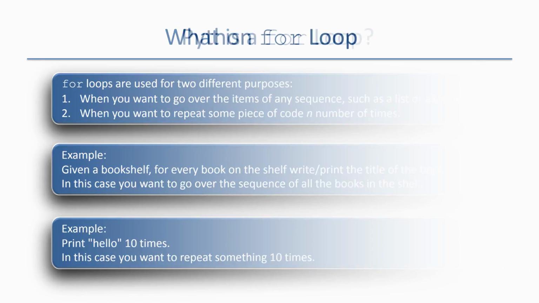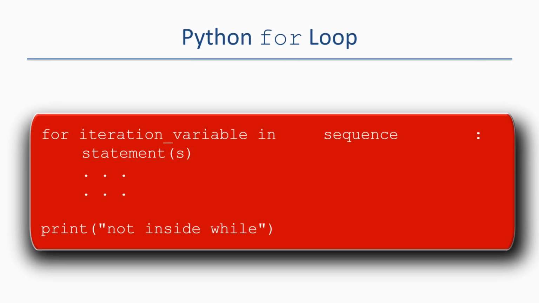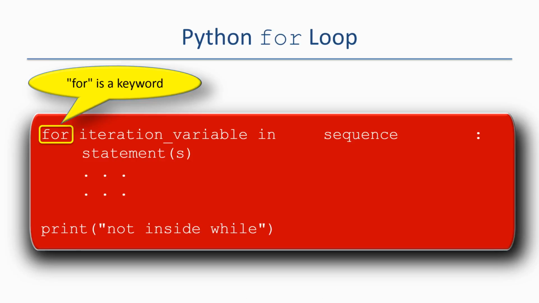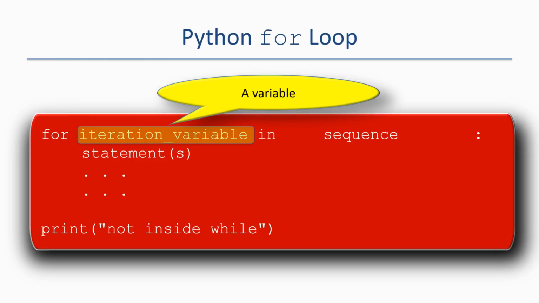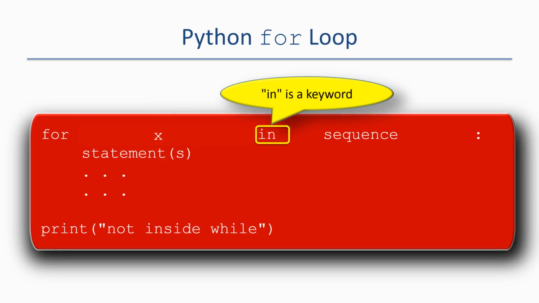Now let's talk about the format of the for loop. Of course, you have to start it with a keyword, and for is a keyword, and every for loop must start with this keyword. After the for, you put a variable. In this example, I'm using x as my variable. You can use any variable that you want. After the variable, you must use the keyword in.